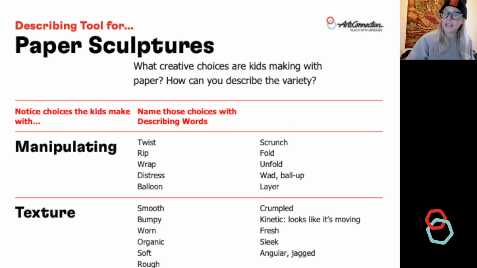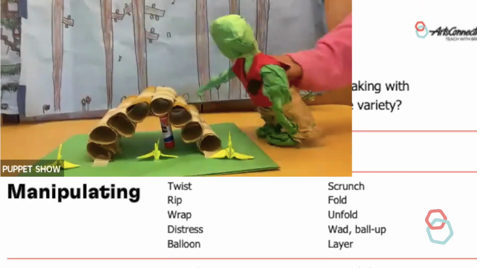So on the left-hand side, we're thinking about all the different ways you could explore and play with butcher paper and tape and perhaps the occasional staple. And then on the right-hand side, I'm thinking about the words I could use to describe those choices. So for the first choice that the students could make, I was thinking about how they could manipulate the paper in different ways.